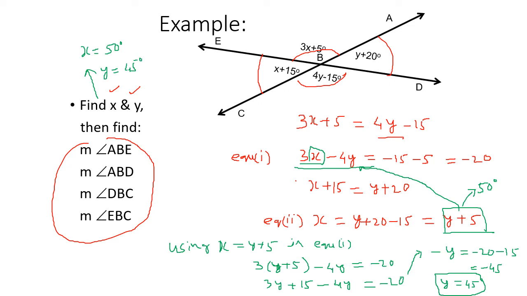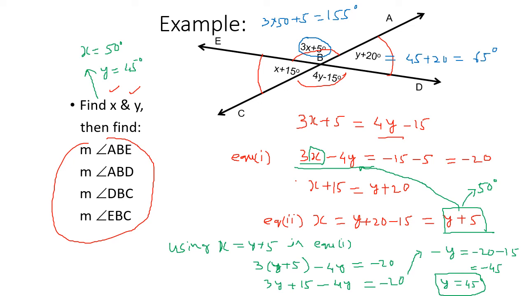Now I can calculate all the angles as per the question. Let me use some other color, say blue. This particular angle is 3x plus 5. The x value is 50, so 3x is 3 into 50 plus 5. 3 into 50 is 150 plus 5, 155 degrees. This angle is equal to how much? y plus 20. Y is 45, so 45 plus 20 gives me 65 degrees.